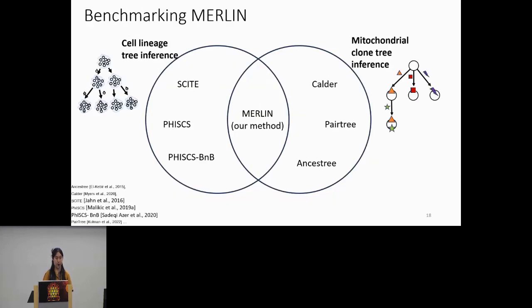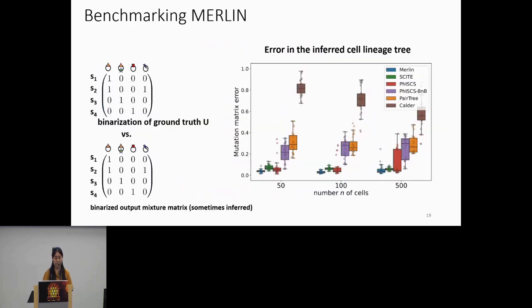To benchmark the performance of Merlin, as there are no other methods that directly use the mitochondrial mutations for both cell lineage tree inference and mitochondrial clone tree inference, we benchmarked Merlin with methods that do either the cell lineage tree inference or the clone tree inference.